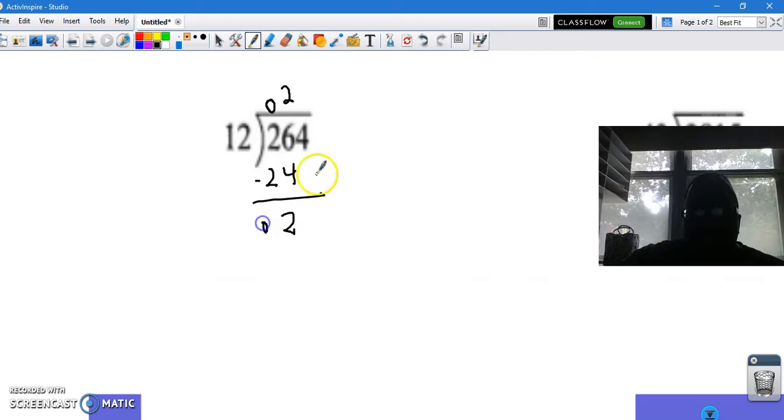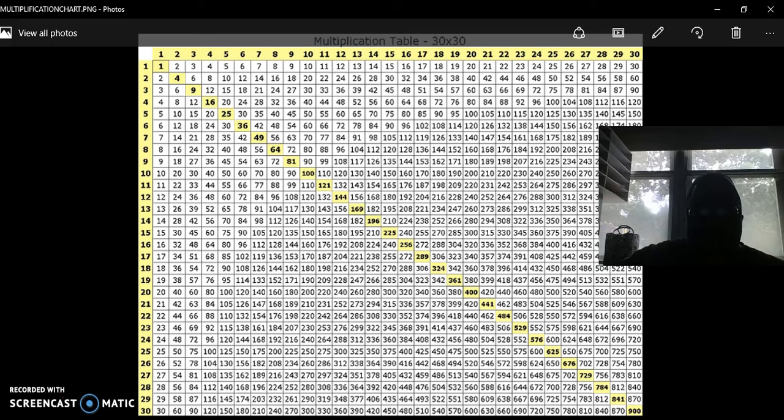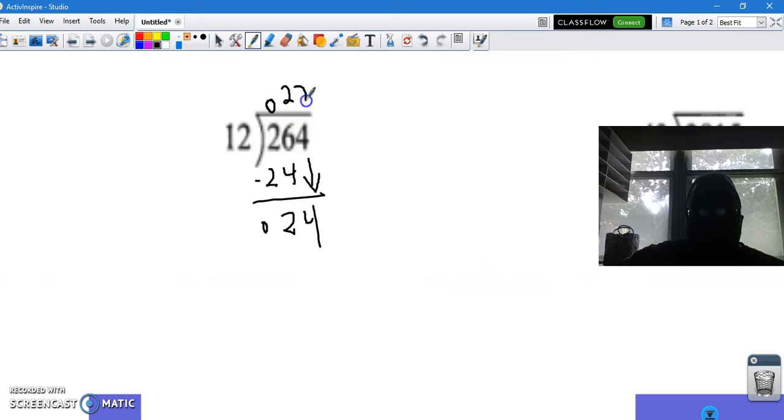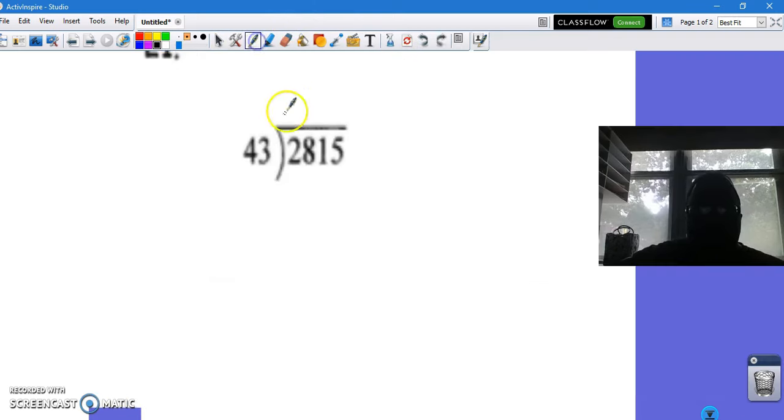That's 0. Bring down your 4. 12 goes into 24. Not sure? Go ahead and take a look. 12, 24. Look at that. 2 times exactly, right? Okay. So I'll bring my 2 right here. 12 times 2 is 24. If we subtract, we have 0. That one was quick and easy. Answer is 22.